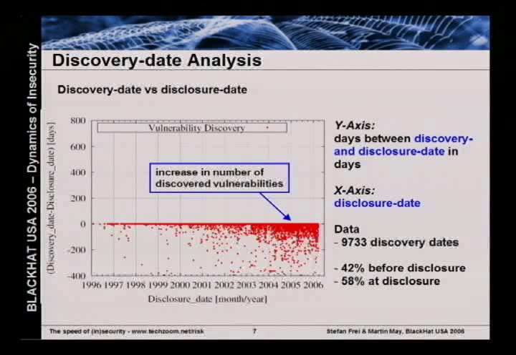A first look at this data of about 14,000 vulnerabilities is this scatter plot. Horizontally again we have the time scale for the last 10 years, and vertically we measure the number of days before or after the disclosure of a certain event. In this case we have the discovery date versus the disclosure date. As we said before, the discovery date, from our definition of the life cycle, is always before the disclosure date.